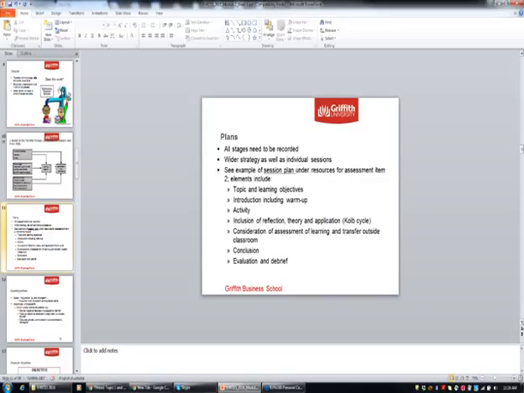So you can see an example of a session plan under Resources for Assessment Item 2. And really it's just like a run sheet, but it's really important to keep you on track. It must include the actual name of the session, perhaps where it fits in. Is it an individual session in a wider set of plans? How are you going to introduce it?